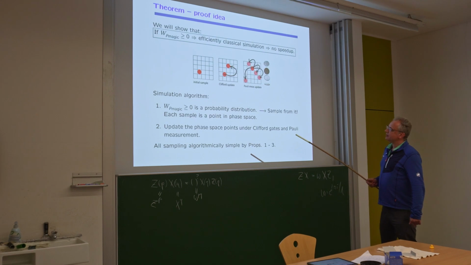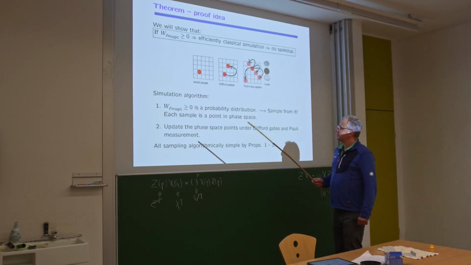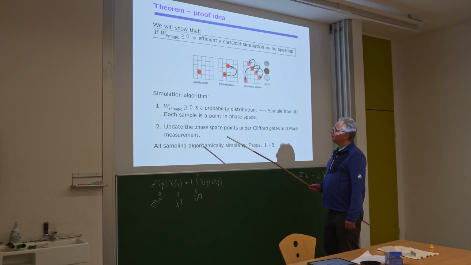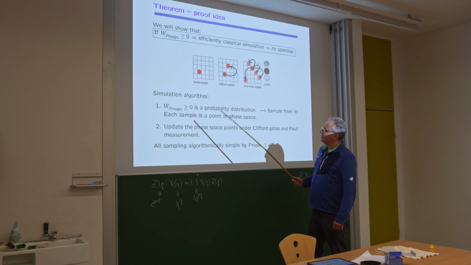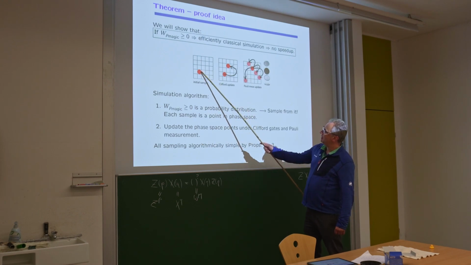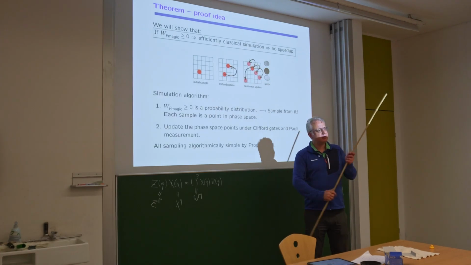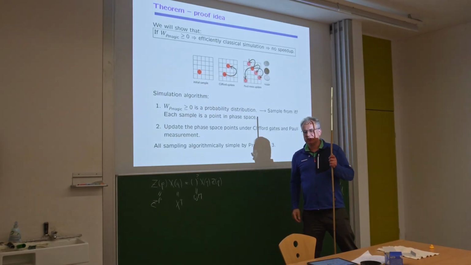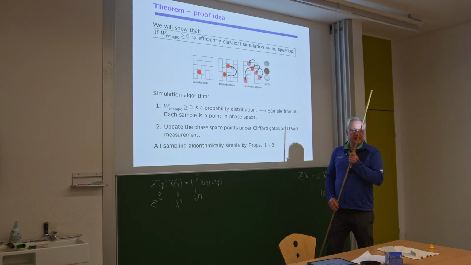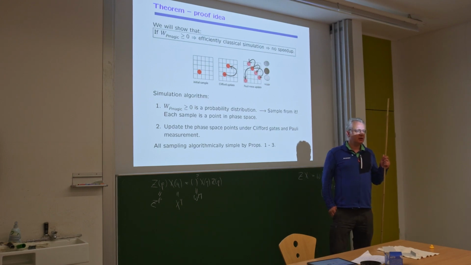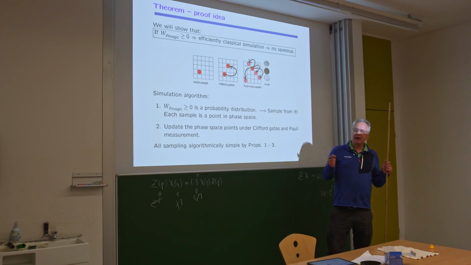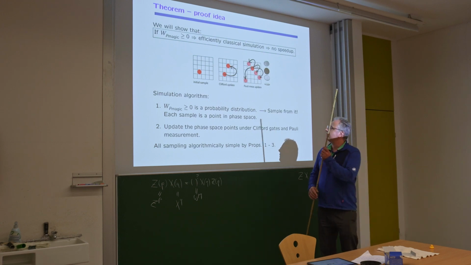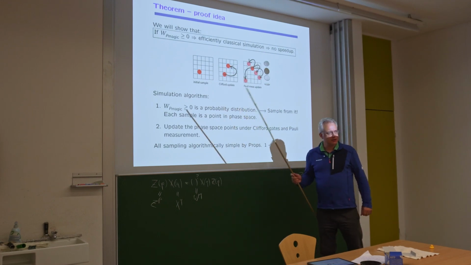And the simulation algorithm goes like this. So it's a repeated sampling algorithm. In the first step, we have our magic state, and remember that's just the tensor product of a bunch of states. And by assumption, the Wigner function is now positive. So that means we can sample from it and get a phase space point. So the phase space point is just a matter of sampling from that distribution.